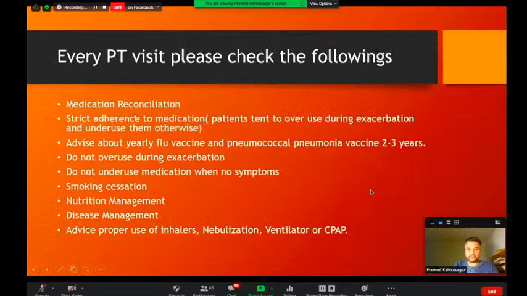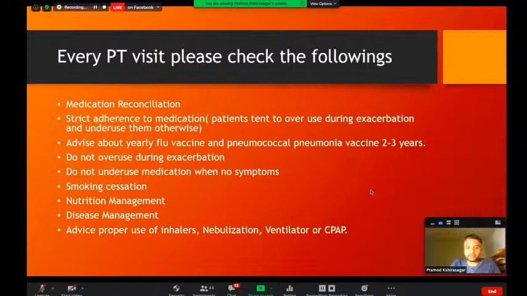At every visit, please check medication reconciliation, whether they have taken the medication or not, and always advise them on strict adherence, because patients tend to overuse the medication during exacerbation, and then they underuse it otherwise, or don't take it. So advise about the yearly flu vaccine and the pneumococcal pneumonia vaccine every 2 to 3 years as per the physician recommendation. Do not overuse the drug during exacerbation, and do not underuse the medication when you don't have any symptoms. Also smoking cessation, nutrition management, disease management, education.